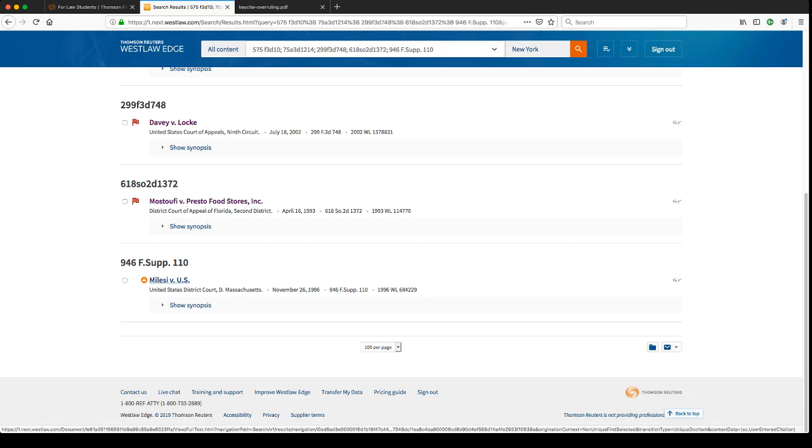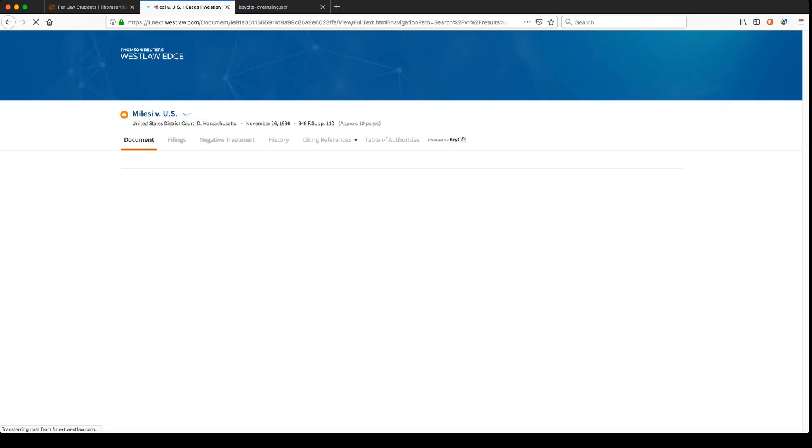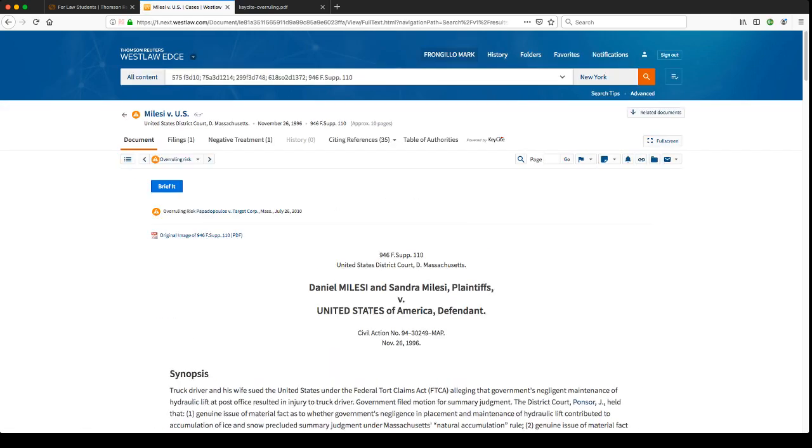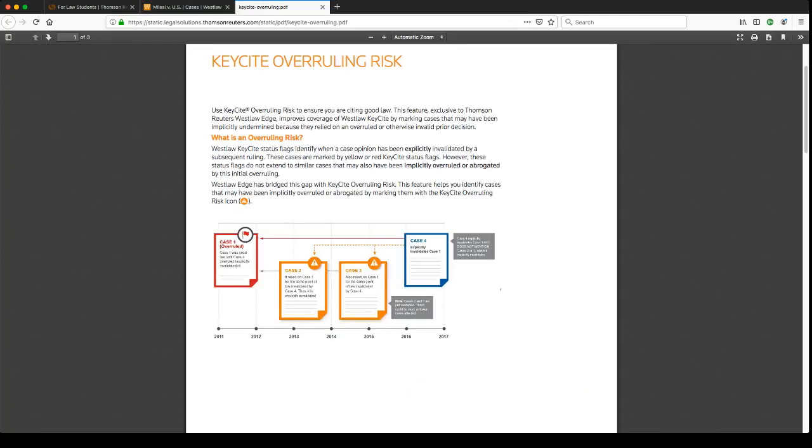Final thing, and this is where Westlaw is the only research provider that does this for you. You will encounter cases that have orange overrule risk markers. What does that mean? Well, an overrule risk marker means that your case has been indirectly overruled by a case outside the direct citation chain. And what I mean by that, I think I could actually show you better by using this particular handout.